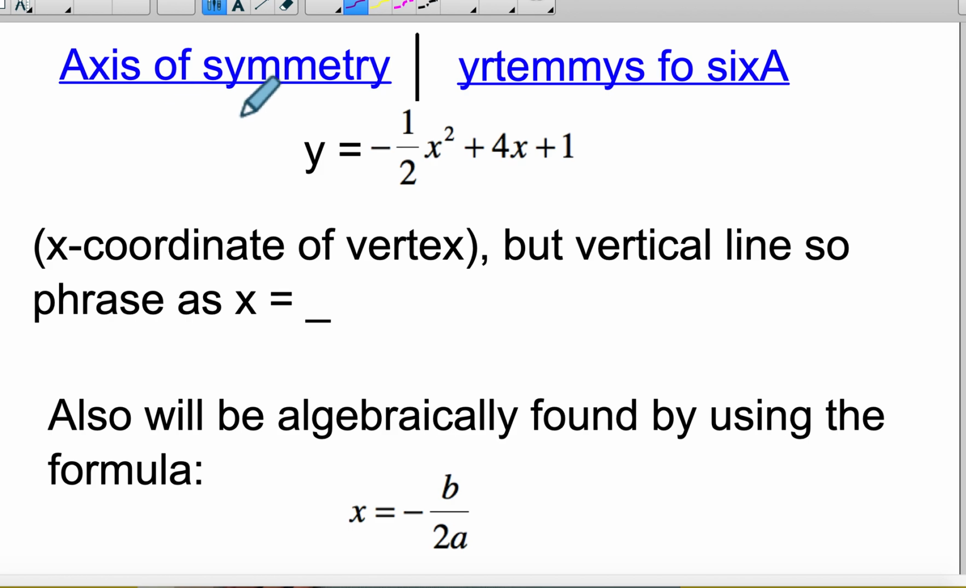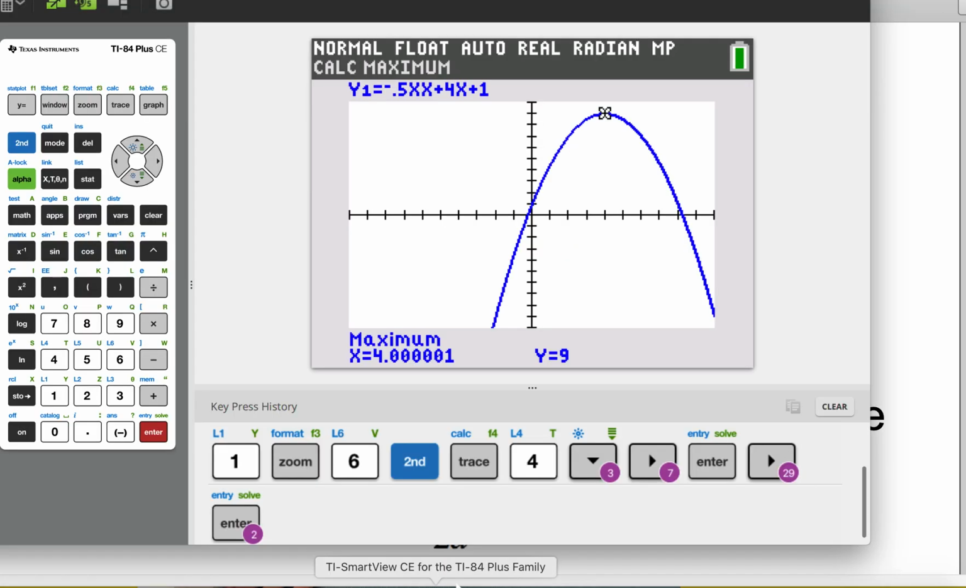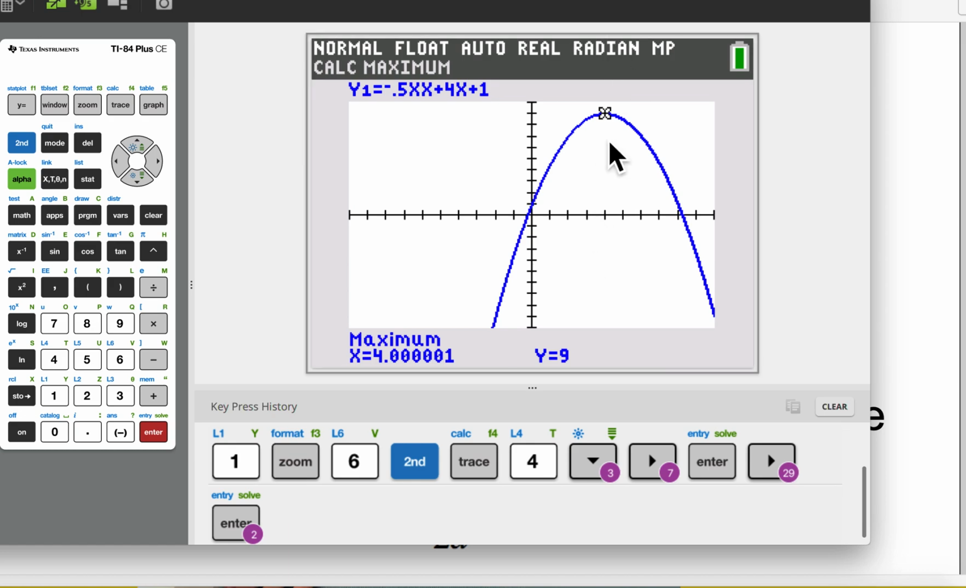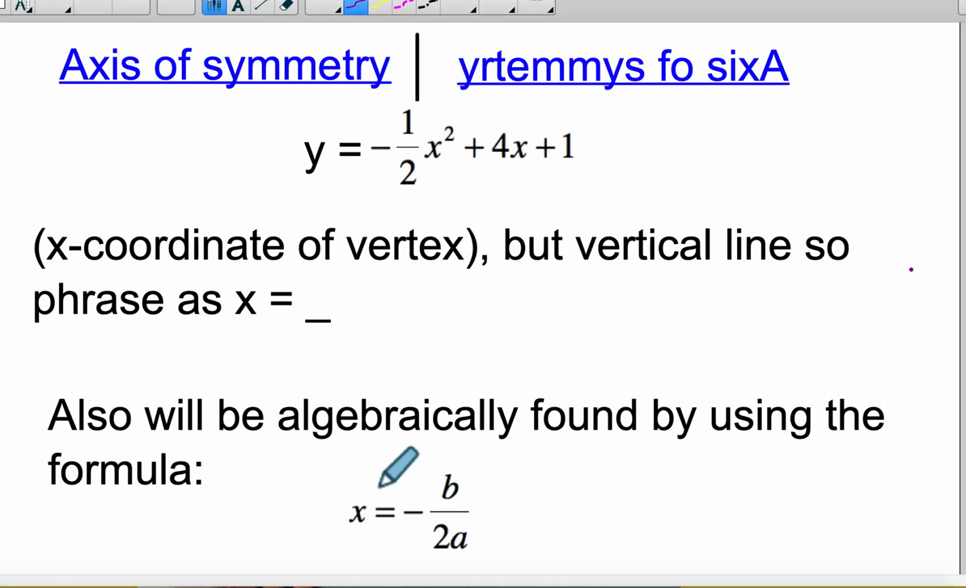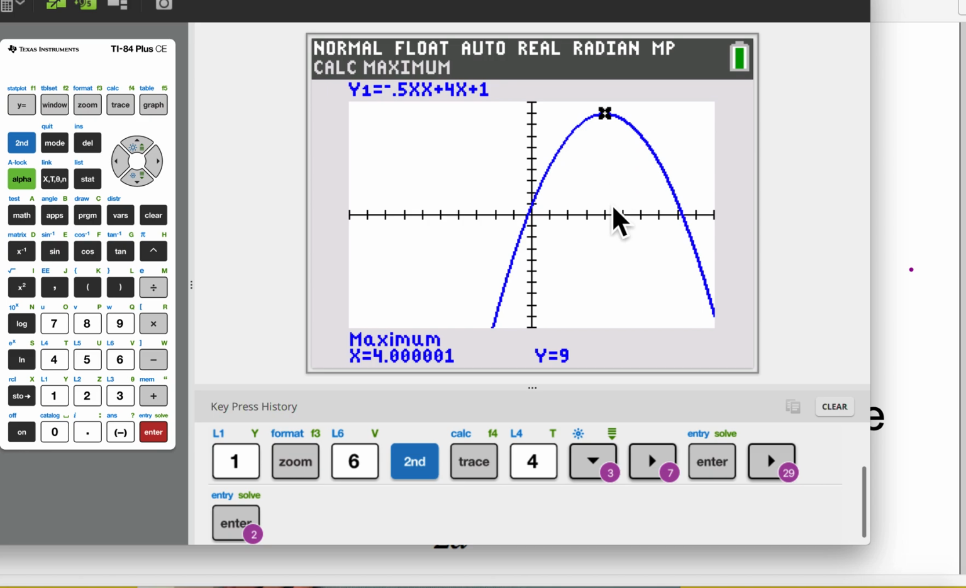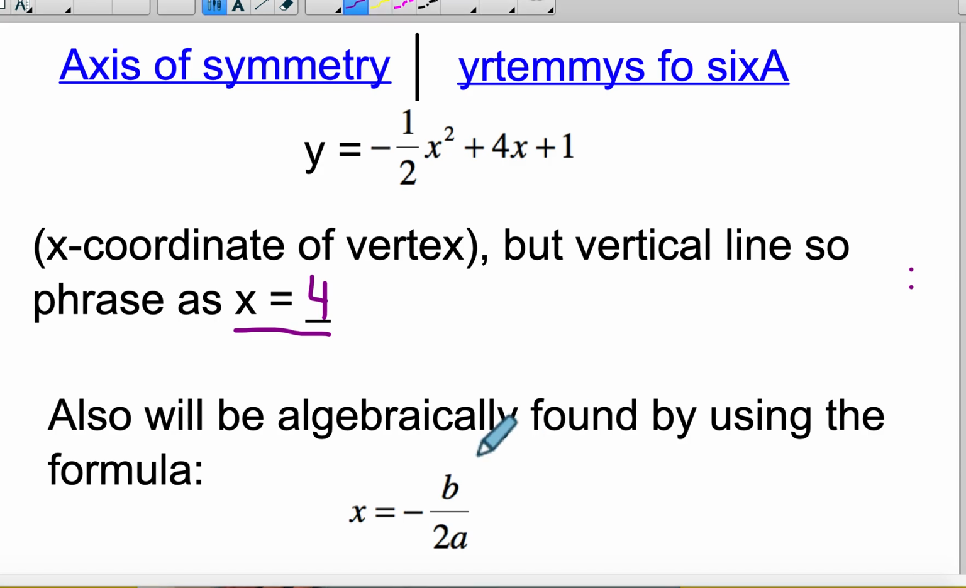Now, when we think about an axis of symmetry, you probably heard that term before. Maybe, maybe not. It's basically the vertical line which would divide my parabola in half. So if I drew a vertical line right there, it would split my parabola directly in half. We need to write that axis of symmetry just like we would write a line. Any vertical line is always written as x equals something. In this case, it's 4. It's the same thing as the x coordinate of the vertex, because our vertex was (4, 9). So x equals 4 would definitely be our axis of symmetry.